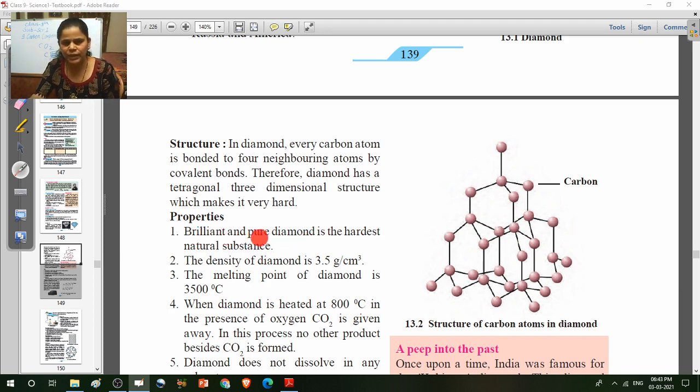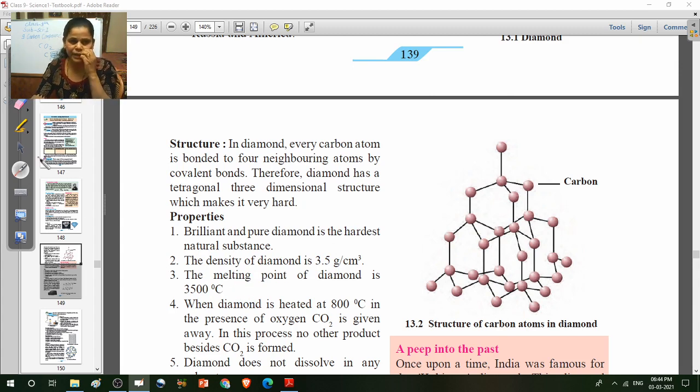Then see here the properties of the diamond. Brilliant and pure diamond is the hardest natural substance. So write down the first property: hardest. Okay, diamond structure is very hard. Then the density of diamond is 3.5 gram per centimeter cube. The melting point of diamond is 3500 degrees, because the structure of diamond is very hard. So that's why the melting point of diamond is very high.